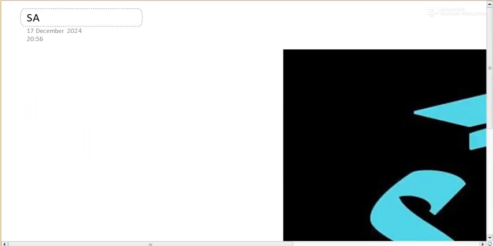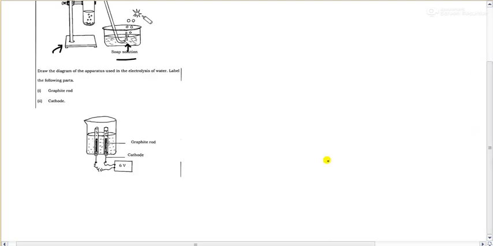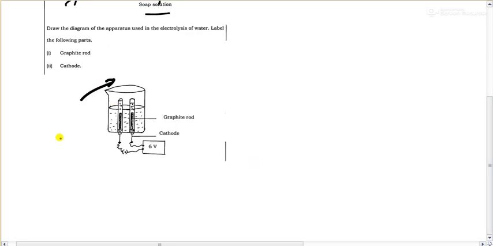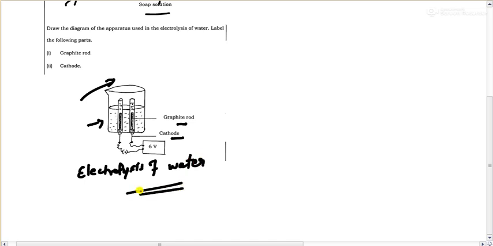You can look at this as well. I hope this figure is visible. This I have taken from the solutions provided by the board. Even if you draw this diagram and mention cathode and graphite rod, that will be more than enough. And you have to write its name, which is electrolysis of water. Got it, guys? Do you have any doubts?